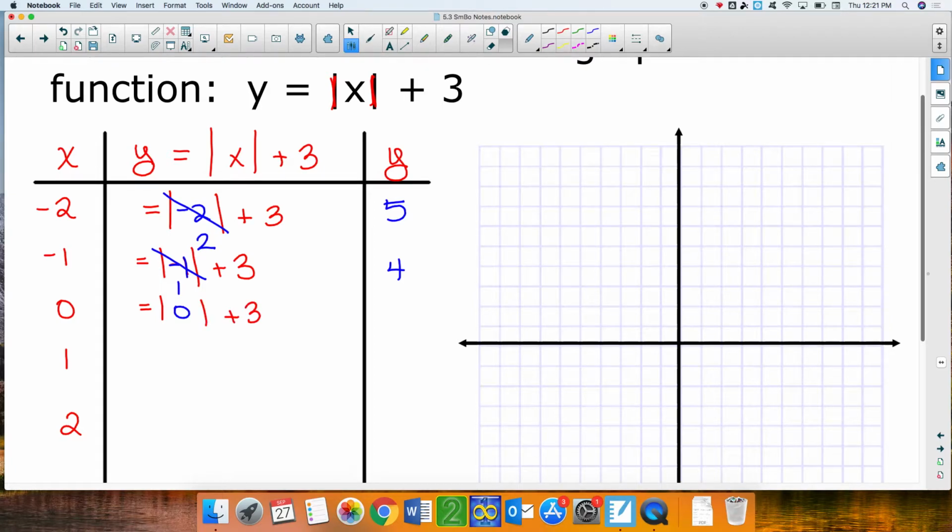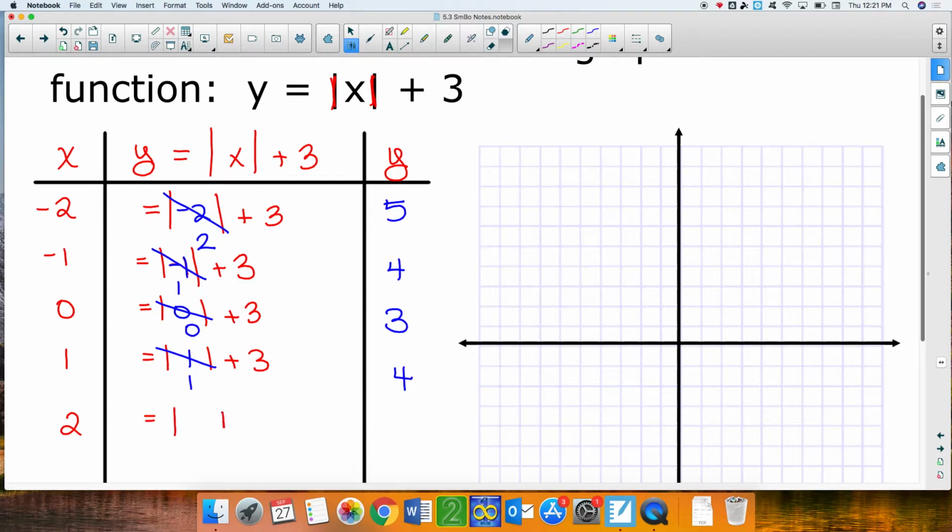The absolute value of 0 is 0. 0 plus 3 is 3. Now we're going to plug in positive 1 into the absolute value. Again, everything still pops out positive. It doesn't matter that it's a positive inside that absolute value. The distance that 1 sits from 0 is positive 1. So 1 plus 3 is 4.